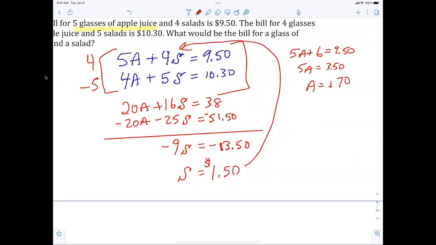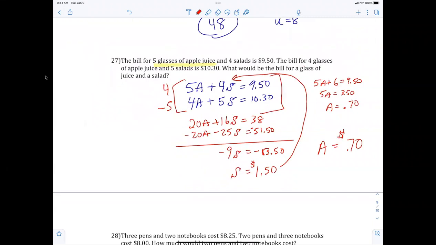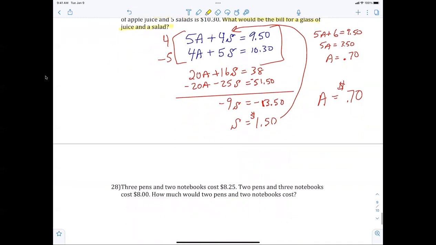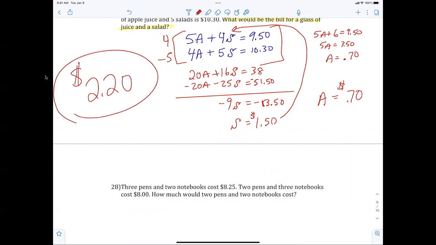I just did it right up there on the board. Come on. So your apple juice is 70 cents. Here we go. Let's go. It says, what would be the bill for a glass of juice and a glass of salad? So if you don't put $2.20, then it's going to be wrong. All right. So $2.20.